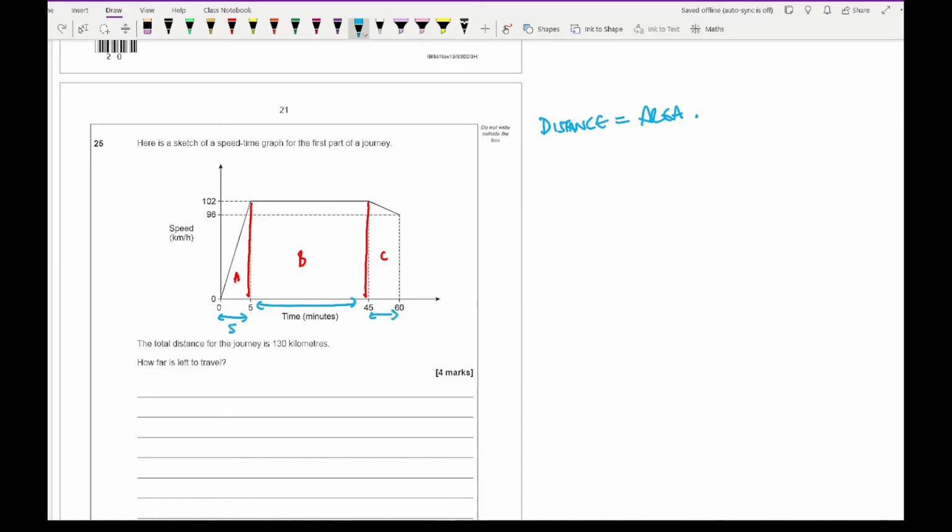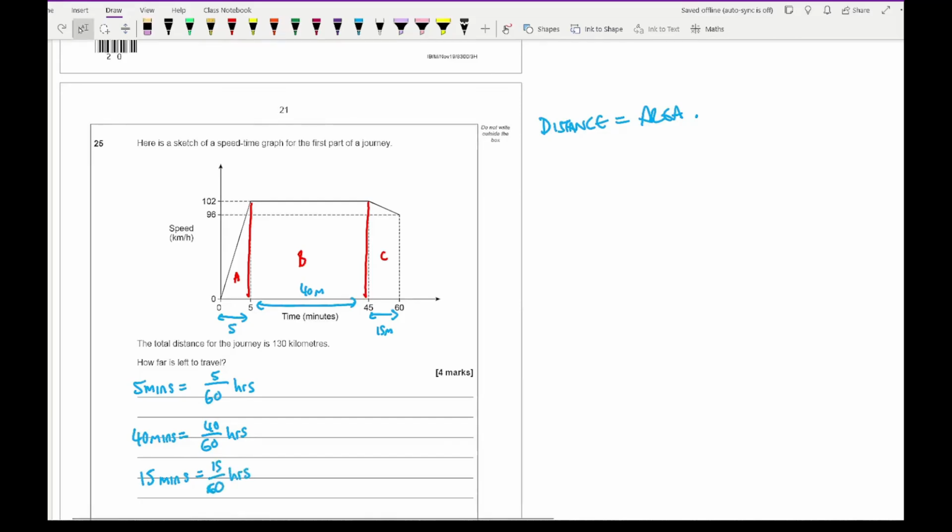So here I've got 5 minutes, here I've got 40 minutes, and here I've got 15 minutes. So what I need to do first is convert those times into hours. So 5 minutes is 5 over 60 hours. Now I'm just going to leave it as unsimplified fractions, but if you want to simplify that and write it as 1 over 12, that's entirely up to you. 40 minutes is going to be 40 over 60 hours, and 15 minutes is going to be 15 over 60 hours.